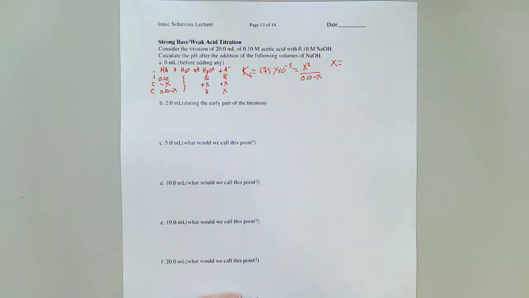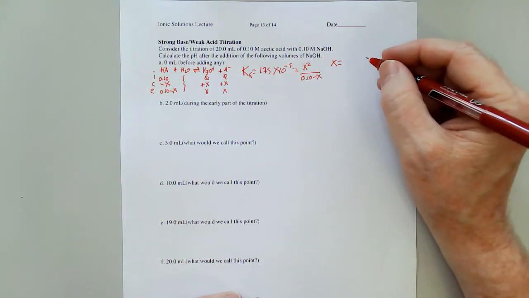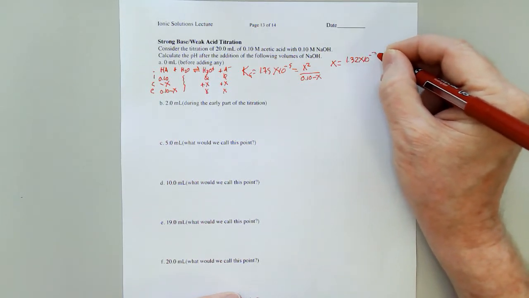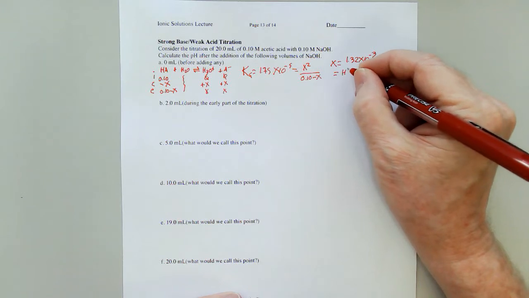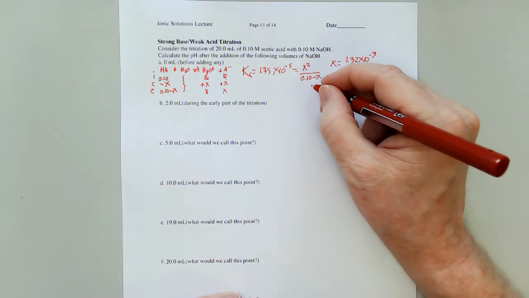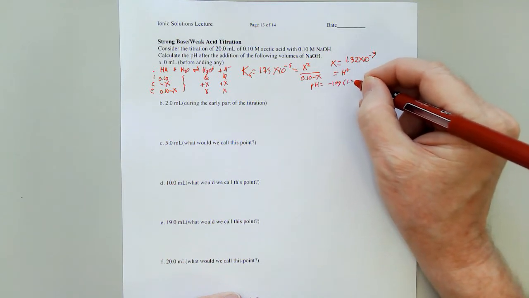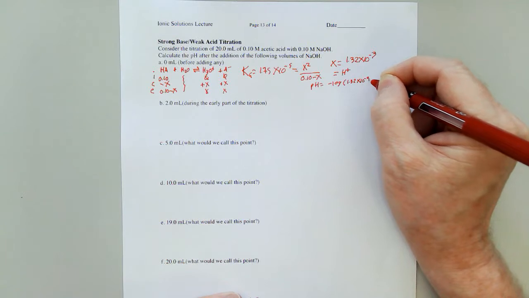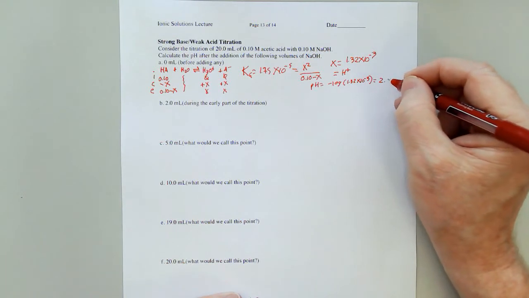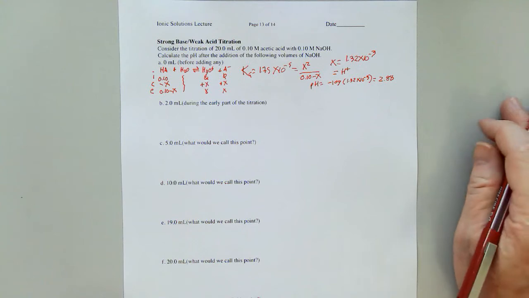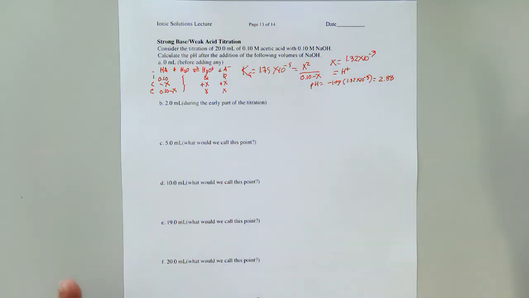That's one that I can approximate. When I go through and solve this whole thing, x is going to equal 1.32 times 10 to the negative third, which is equal to the H plus concentration. So the pH is equal to the negative log of 1.32 times 10 to the negative third, which equals about 2.88. I've seen some calculators round it as 2.89. Don't worry about that. Okay, so that's before any addition of base.